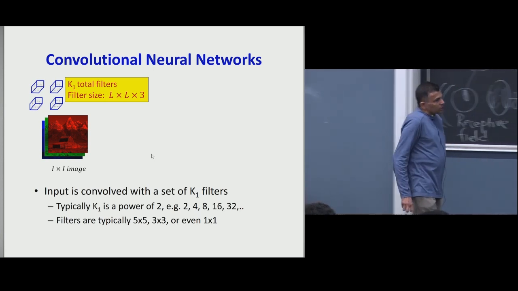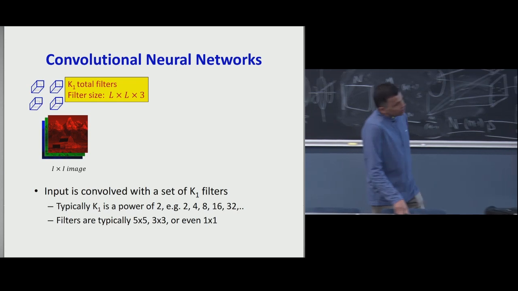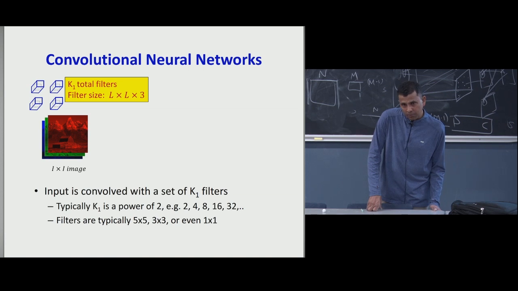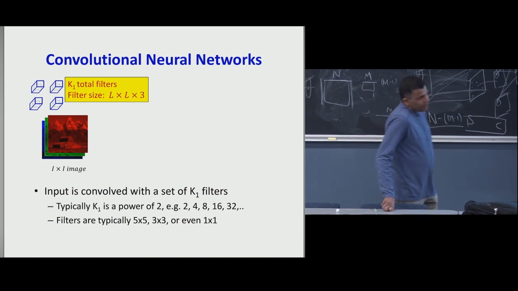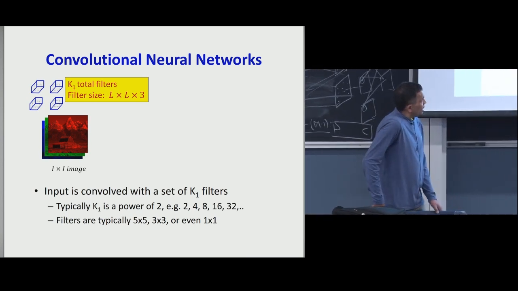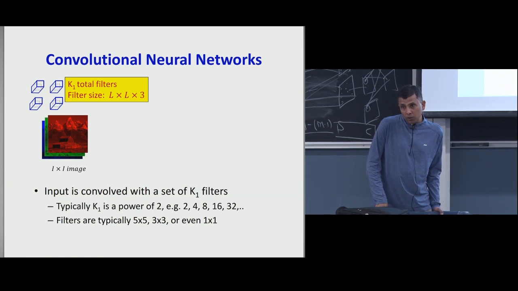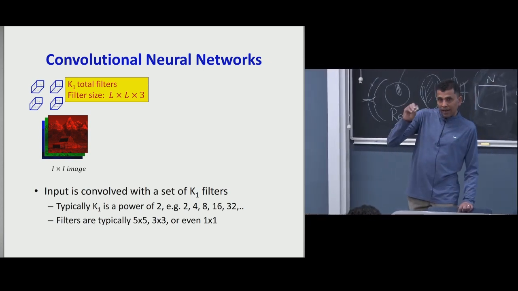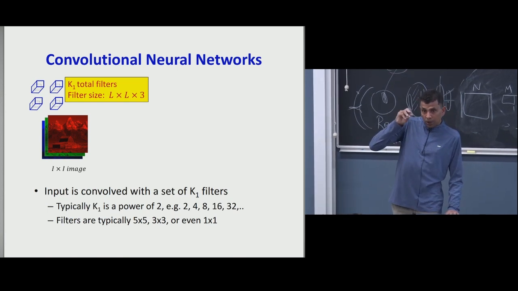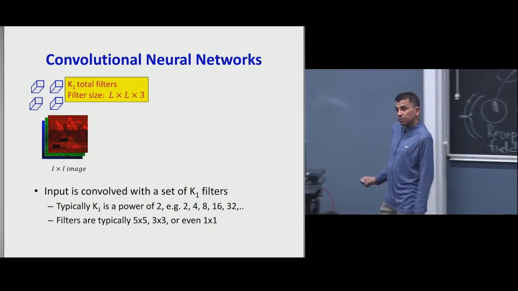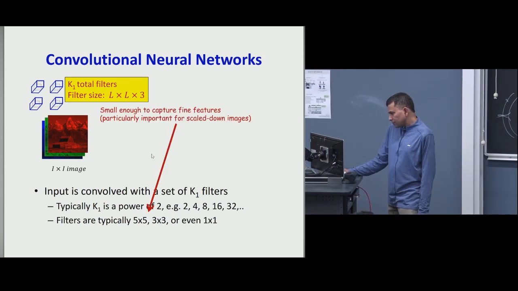Then I'm going to start off and say I'm going to have K1 total filters. I'm going to decide on how many filters, how many basic patterns I'm looking for in the input image. That is the number K1. And I'm going to be deciding on the size of these filters. So typically K1 is a power of 2: 2, 4, 8, 16. That's simply for computational convenience. And filter sizes tend to be small, 5 cross 5, 3 cross 3, or even 1 cross 1, because you want to be looking for really small features. If you make the features big, then there's too much variation possible within the feature. You're likely to lose some of them.